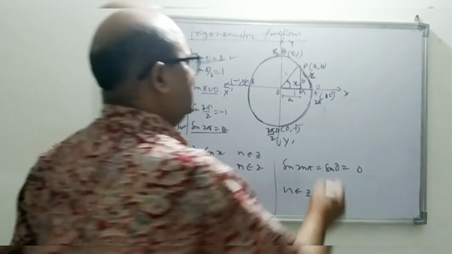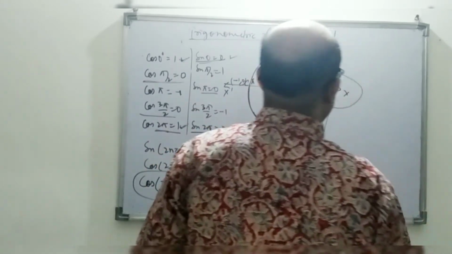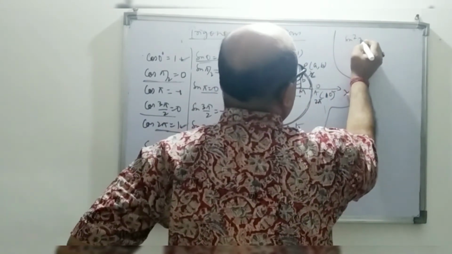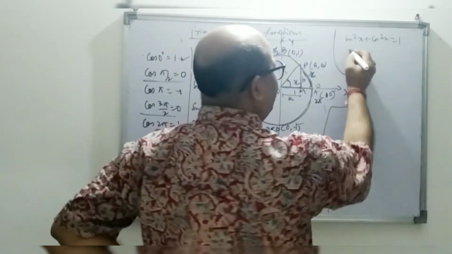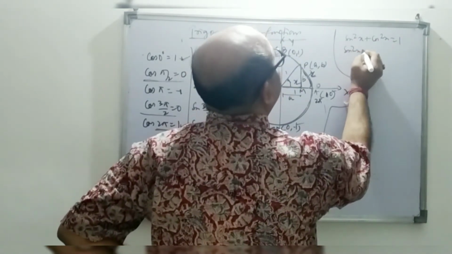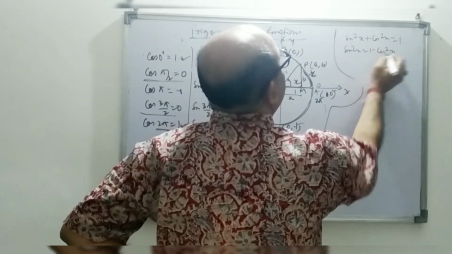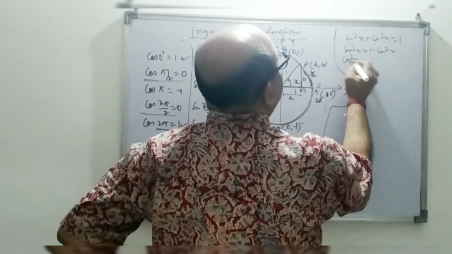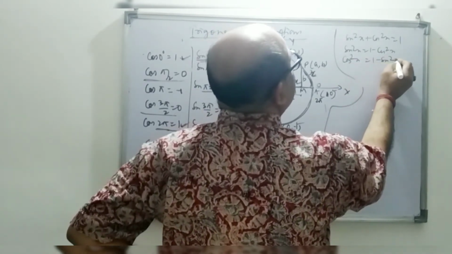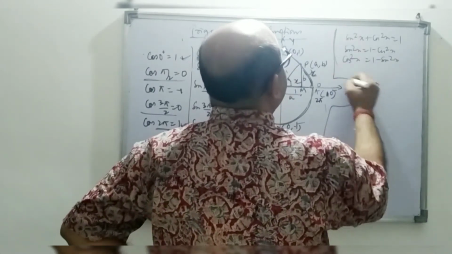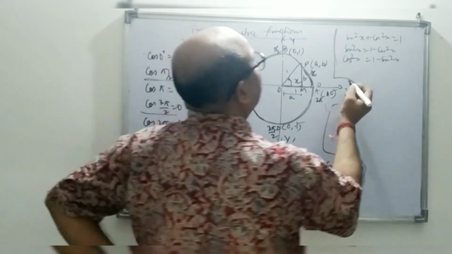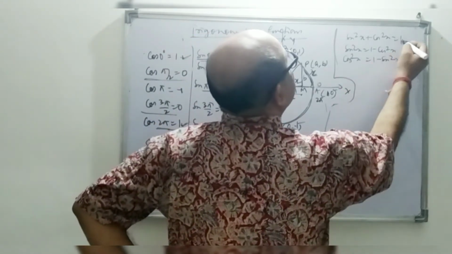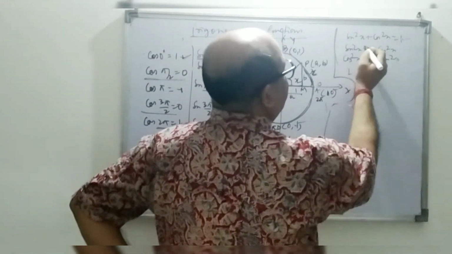Now we have proved some identities. Sin square x plus cos square x equal to 1, that we have proved. So from here what we get? Sin square x equal to 1 minus cos square x, and cos square x equal to 1 minus sin square x. Similarly, how can you prove the others? Let us start with this one. This we have proved earlier.